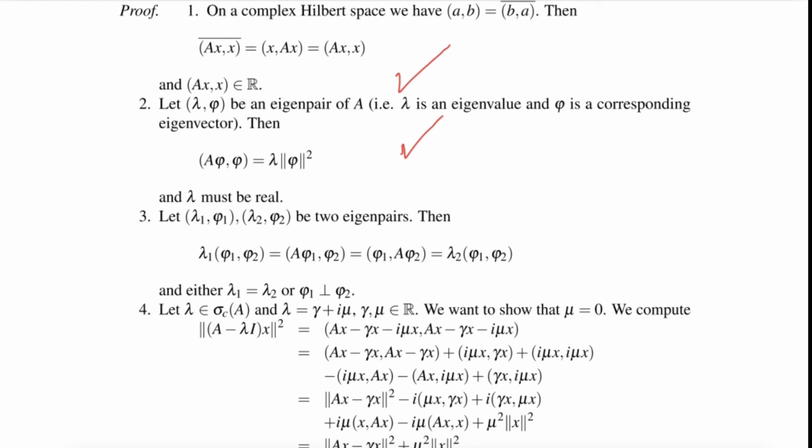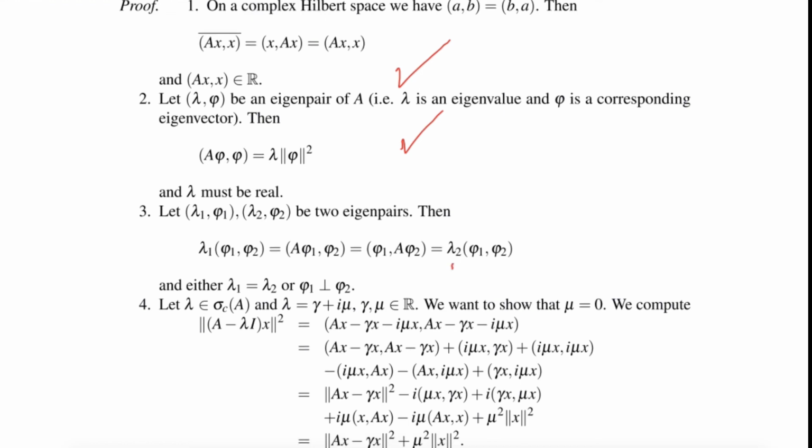Third. Yeah, so if we have two eigenpairs, phi 1, phi 2, to different eigenvalues, lambda 1, lambda 2, then these eigenvectors or eigenfunctions must be orthogonal, and you compute this. Lambda 1 (phi 1, phi 2) is (A phi 1, phi 2), which is (phi 1, A phi 2), which is lambda 2 (phi 1, phi 2). So this means either lambda 1 is lambda 2 or (phi 1, phi 2) is equal to 0. So this takes care of this.